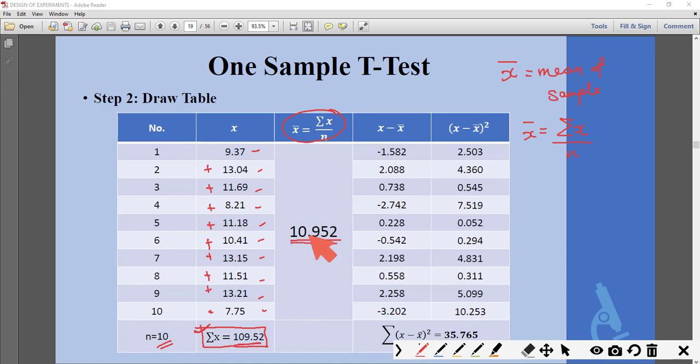10.952. That is the mean of the sample. So see, you have to draw this table in the exam. That is why I am explaining it. You have to draw it like this only. Okay. What is the next step?